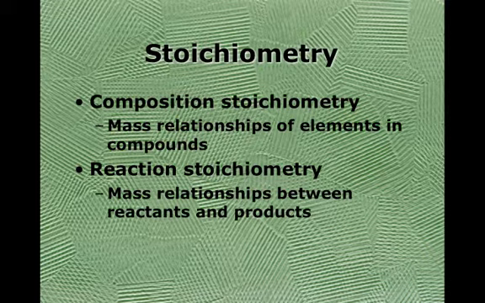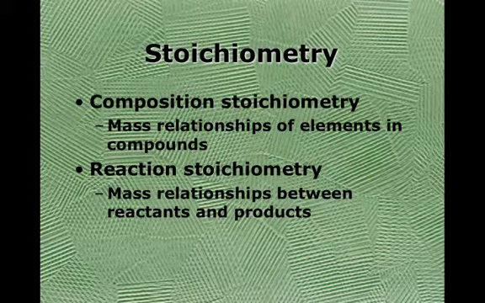There's two types of stoichiometry. Composition stoichiometry is the mass relationships of elements in the compound. Like when we found percent composition, we were taking the mass of the element over the mass of the compound. That gave us the composition, percent composition, or the composition stoichiometry. That's that process. This chapter, we're going to be looking at reaction stoichiometry, the mass relationship between reactants and products.